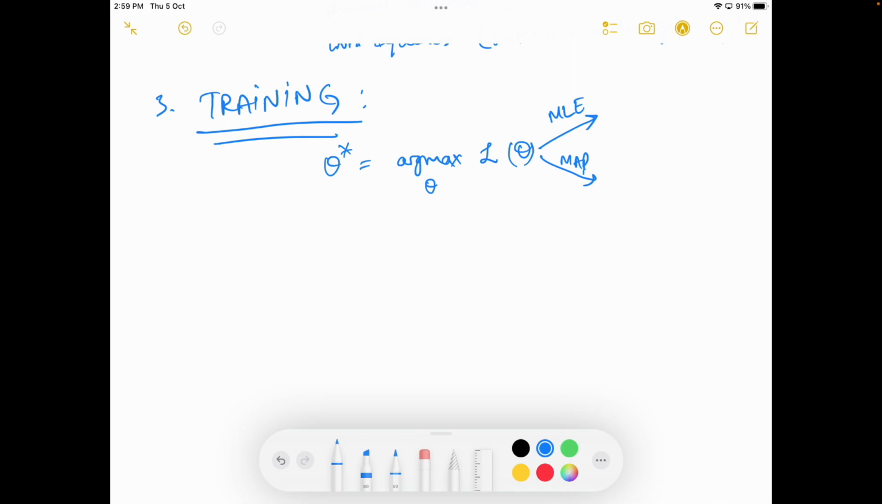Yes? Quick. What is my ML estimate? What is my MAP estimate?